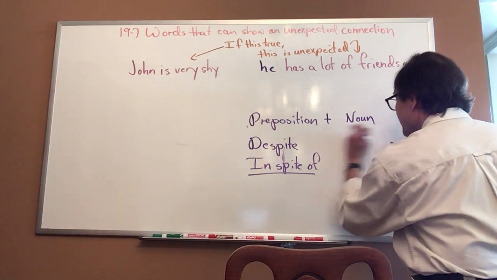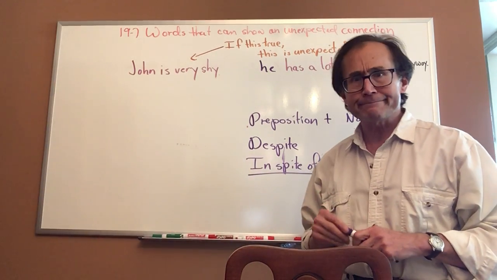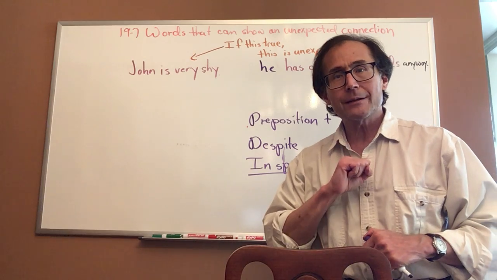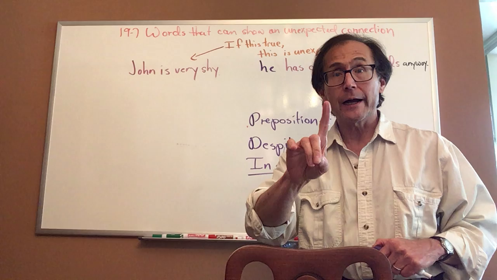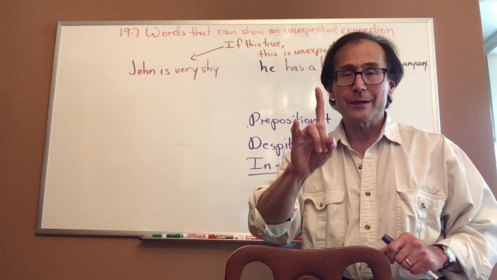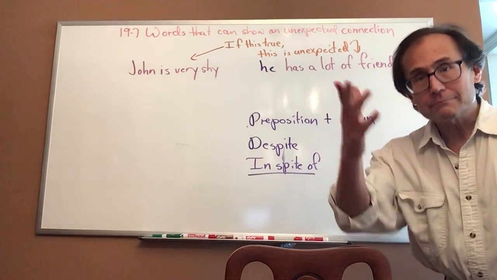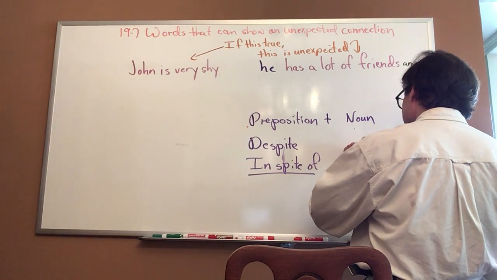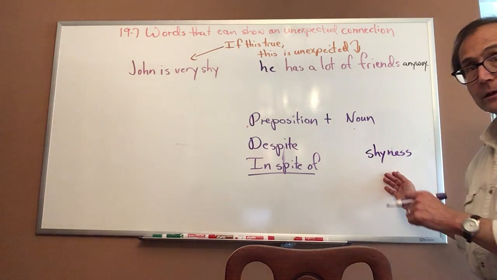Here, let's look at this sentence. John is very shy. So I might say, is there a noun I can use here? Take a minute and see if you can think of one. Do you know the noun for shy? Do you know the noun that we use for shy? Take a minute and think. If you don't, I'll tell you in just a second. Okay, now I'll tell you. I could use shyness. Shyness is the noun form of shy.